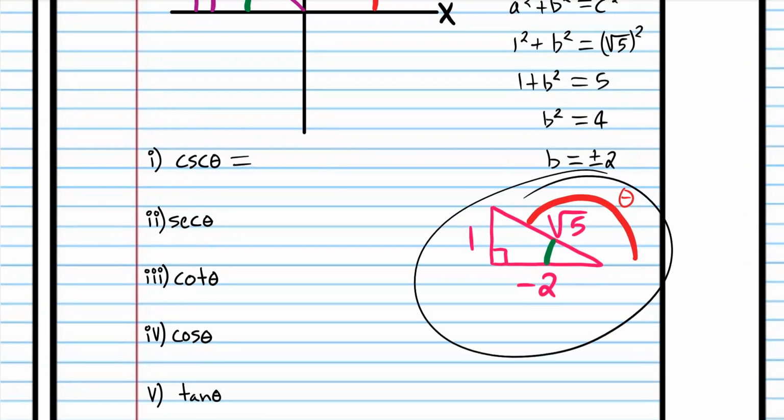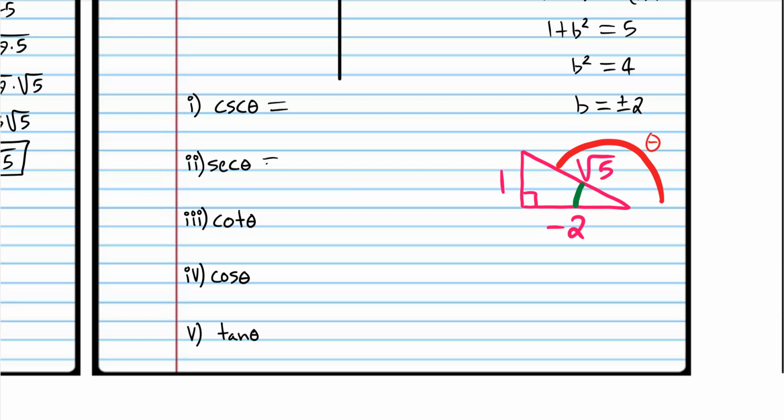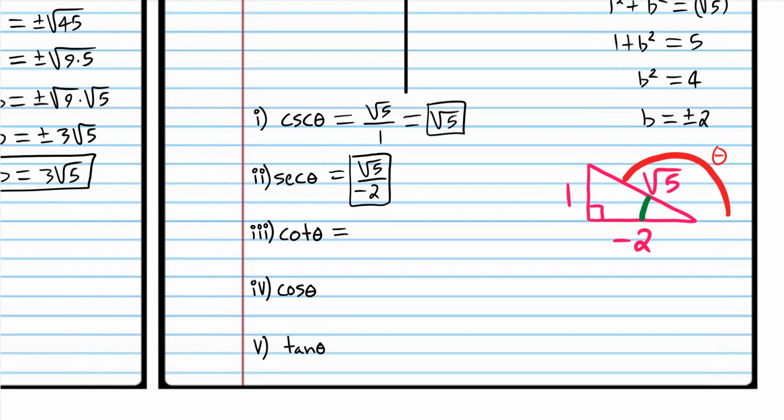So now we're going to use this triangle to help us figure out the values of these remaining functions. So cosecant theta is defined as the hypotenuse divided by the side opposite the green reference angle. So there you go. I'm using this triangle here. Secant theta is defined to be the hypotenuse divided by the side adjacent the green reference angle. And cotangent theta is defined to be the side adjacent the green reference angle over the opposite side.